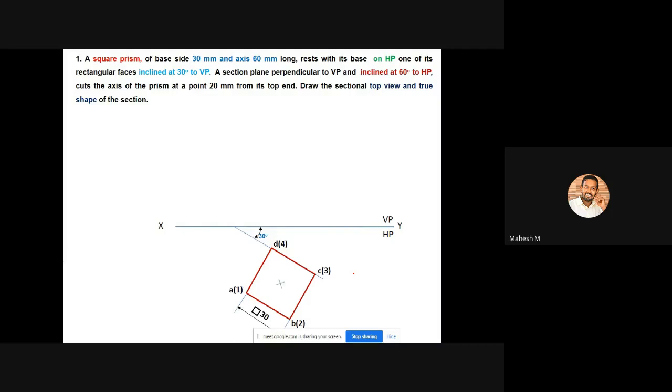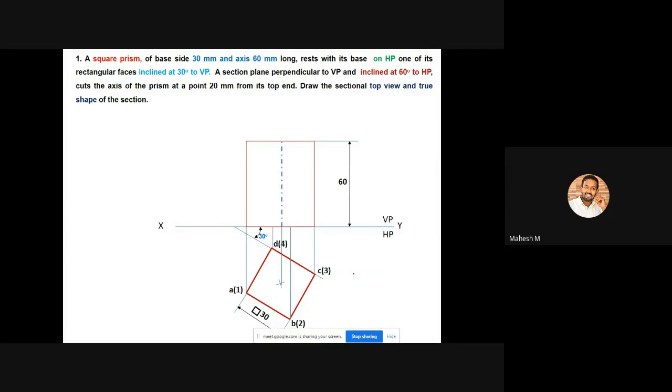Then you can project all the corners towards the top view, and along with that you have to project the axis also, because initially you have to create the axis. Please create the axis with a height of 60 mm, then close all the projections. I already told you, please don't create dark lines initially. Use only a 2H pencil. After finalizing the true shape, then you can highlight all the lines.